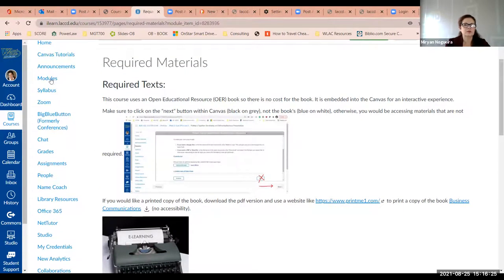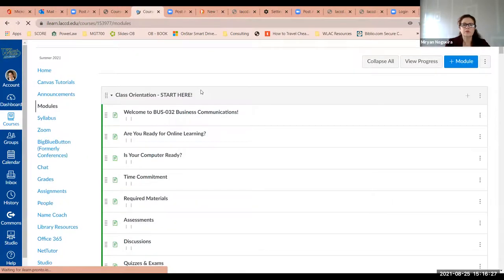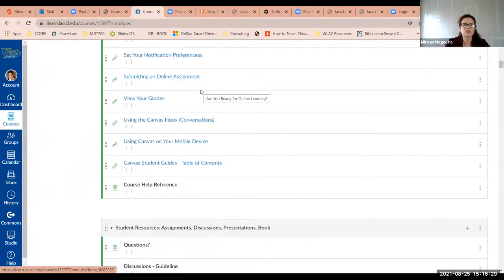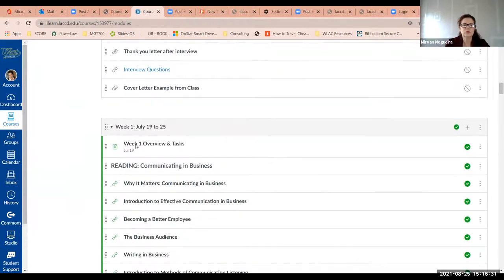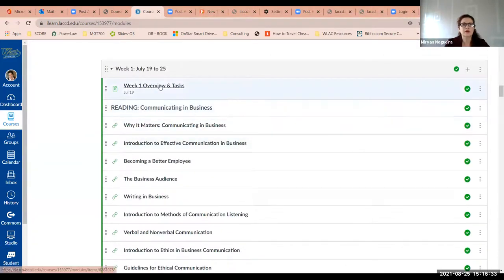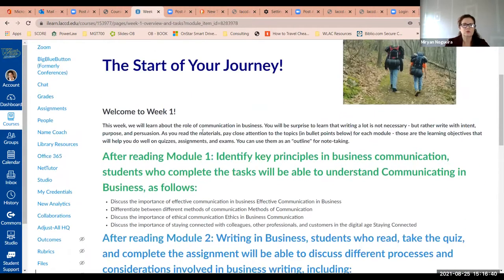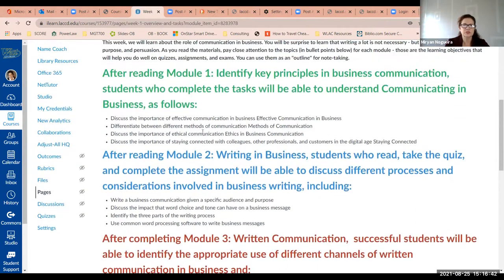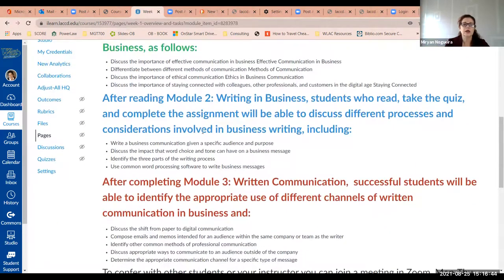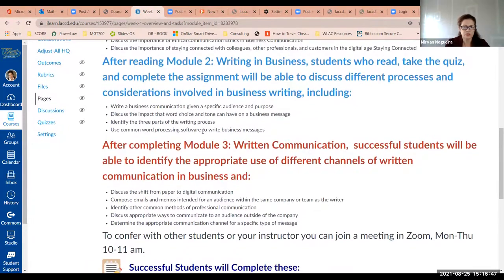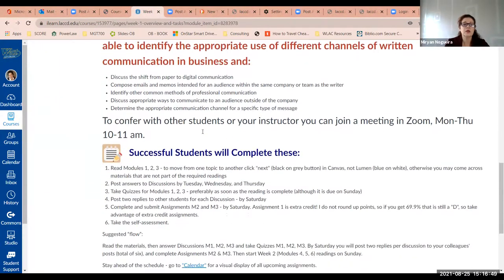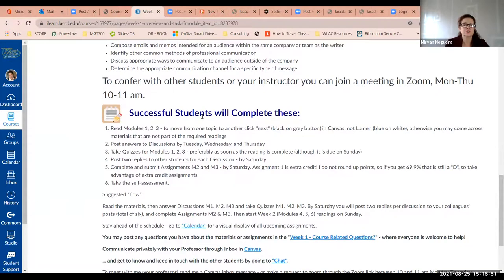Let me go back to a module again. Very important that I mentioned to you before, in each of the beginning of the modules, let's say week one, you should have an overview and tasks where your SLOs will go. This is the beginning of the journey. Welcome to week number one. After you read certain chapter, this is what you're gonna learn. After reading the module number three or chapter number three, this is what you're gonna learn. And most importantly, I have successful students to complete what are the things that they need to do in this week for them to be successful.